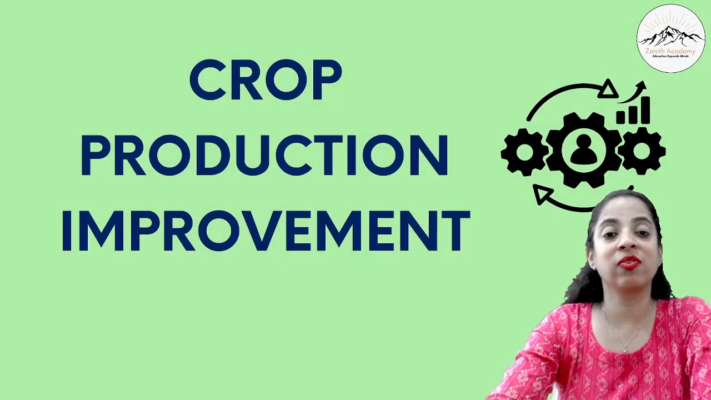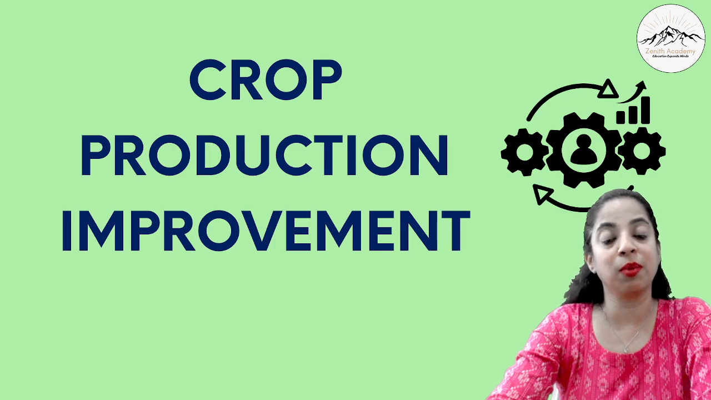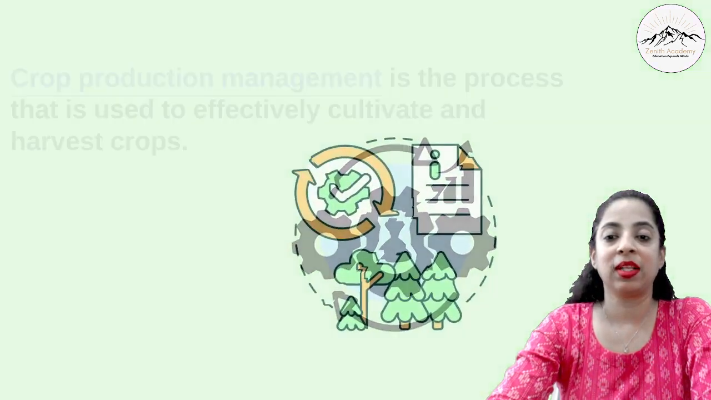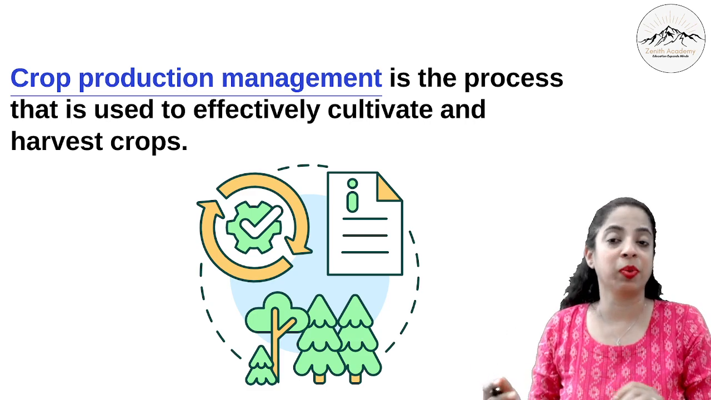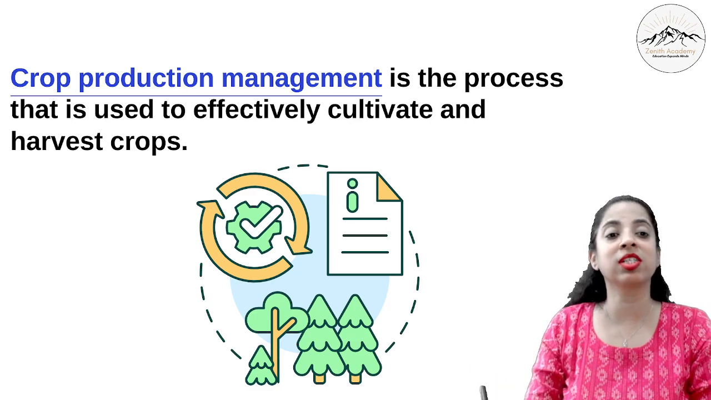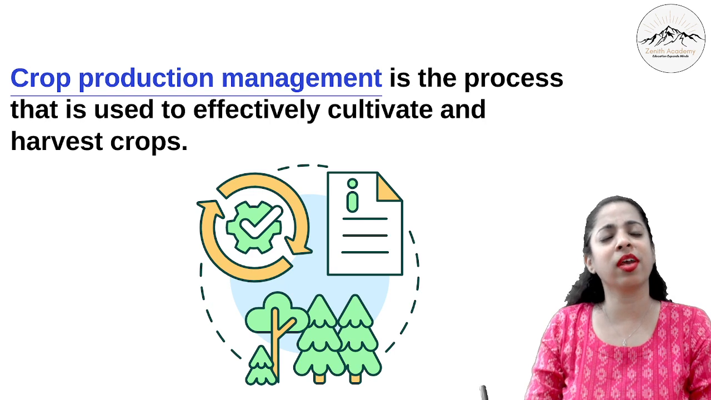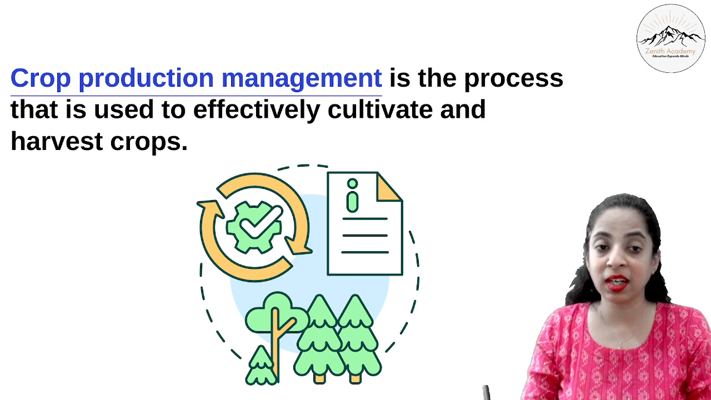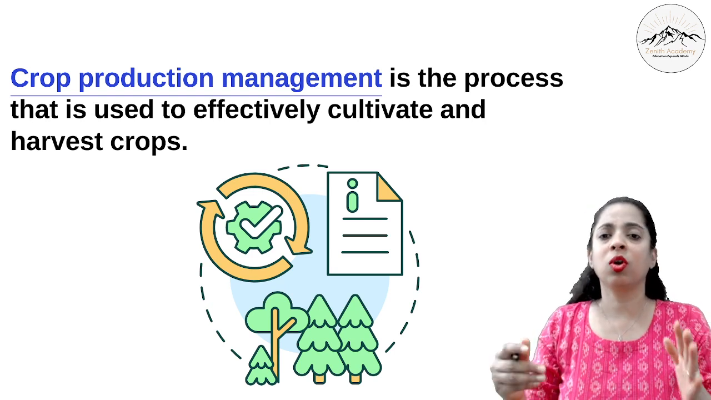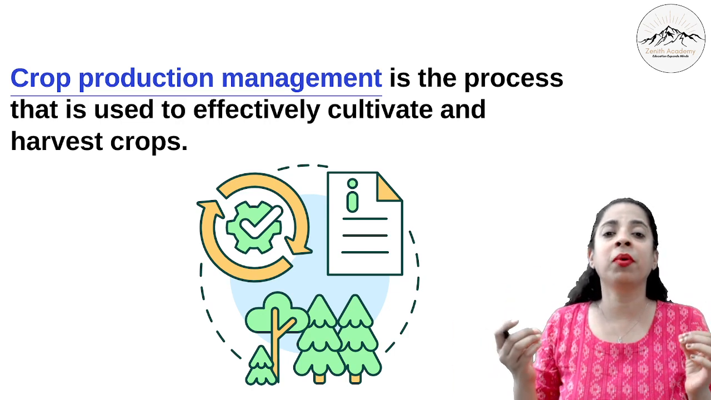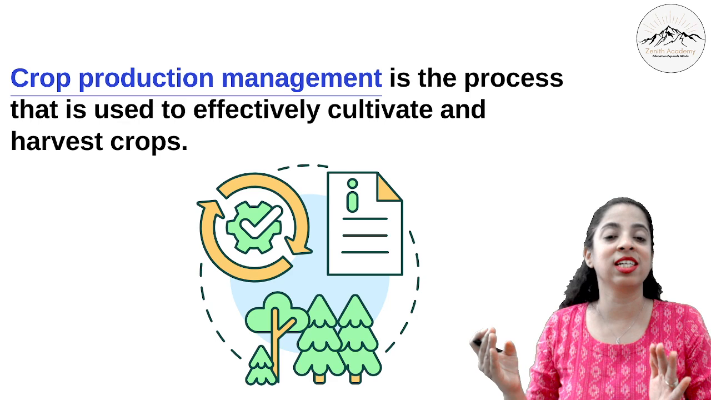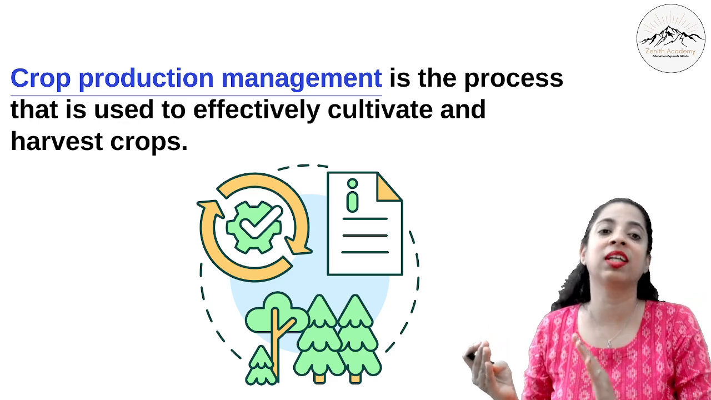So in this part, we'll be talking about crop production improvement. So let's study what is crop production management. Crop production management is the process that is used to effectively cultivate and harvest crops. तो हम कल्टीवेट तो करते ही हैं, हार्वेस्ट भी करते हैं, बट क्रॉप प्रोडक्शन मैनेजमेंट एक ऐसा प्रोसेस है जिससे हम ये चीज़ इफेक्टिवली कर पाएँ.